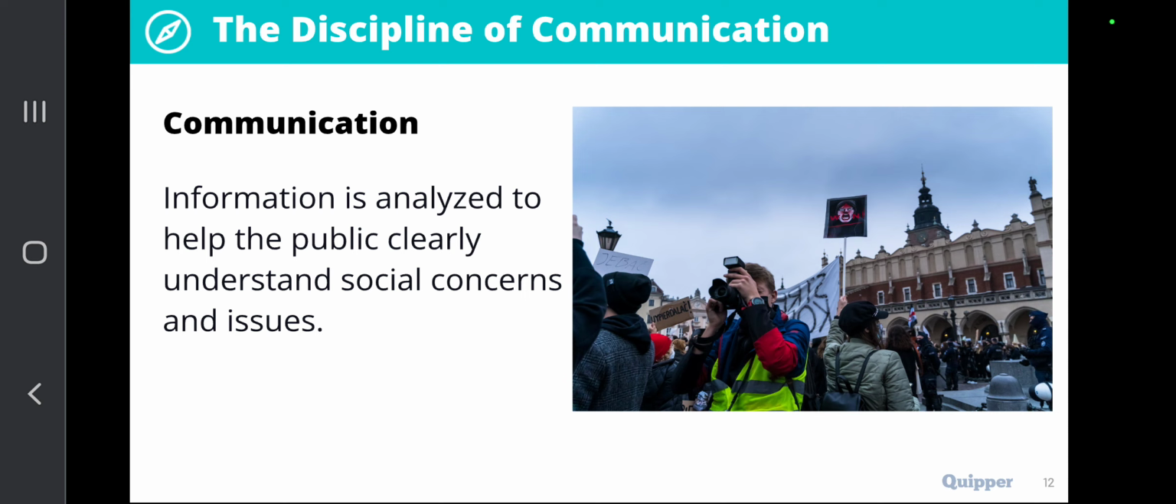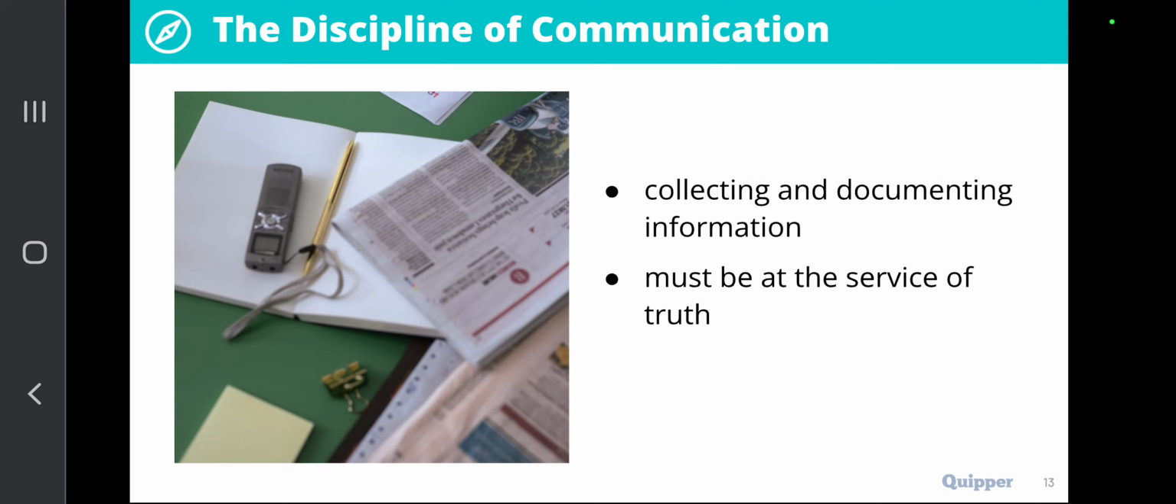Therefore, after we take note that in communication there is the delivery of information to the public, there should now be the understanding and the acceptance of the fact that information is analyzed to help the public clearly understand social concerns and issues. With this in mind, we bear to identify and remember that in the discipline of communication, there is collecting and documenting of information.